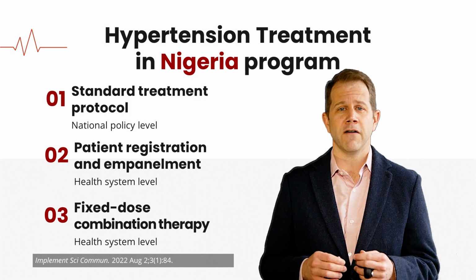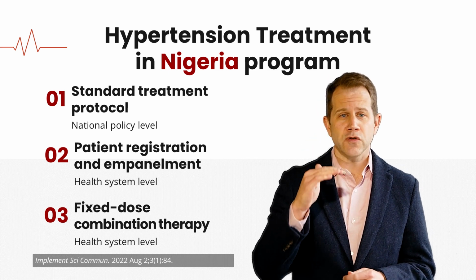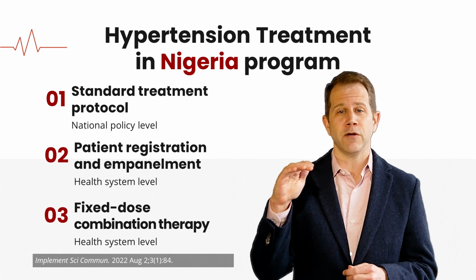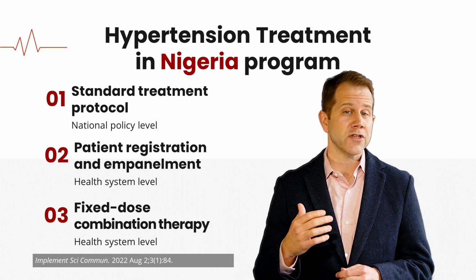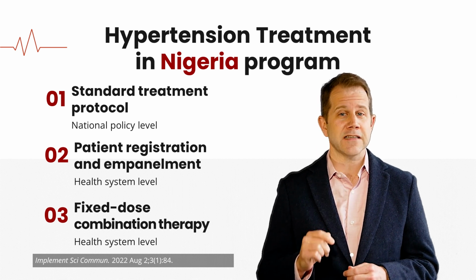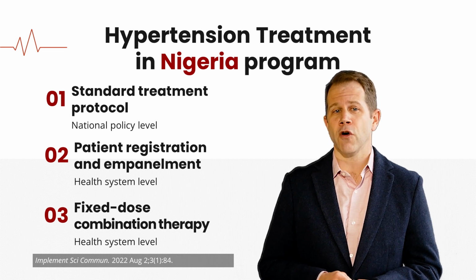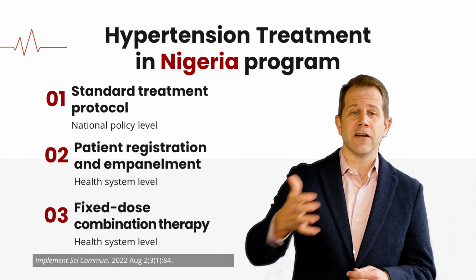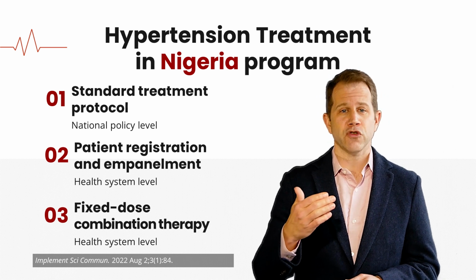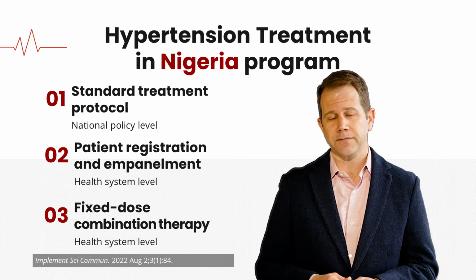The components of the HEARTS package include a standard treatment protocol so that there's a reduced amount of unexplained variability in treatment patterns. And this occurs on the national policy level. There's the Nigeria Hypertension Control Protocol. Think about your own context. Does a protocol exist? And if not, how can you contribute to the development of one? Next, patients with hypertension are registered and impaneled, meaning they're brought back into care so that they have ongoing engagement for their treatment and control of high blood pressure. This is operating on the health system level.